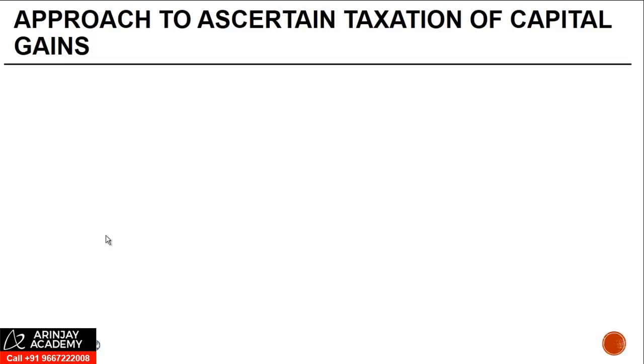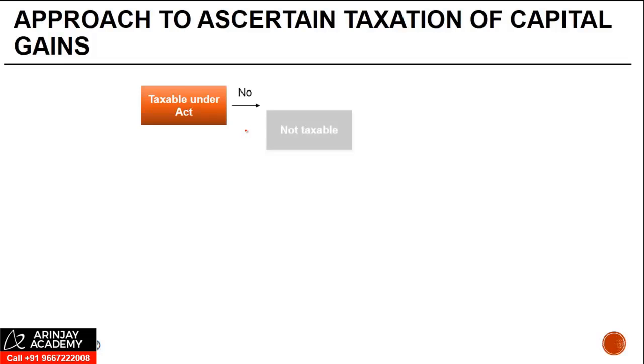Let's now look at how you ascertain whether or not a particular item of capital gains is taxable. As in the case of any other article, the two regulations relevant here are the provisions of the Income Tax Act and the provisions of the treaty. So the first step is to find out whether or not an income is taxable under the Act. If the answer is no, the case becomes fairly simple: the tax is not applicable, the income is not taxable.